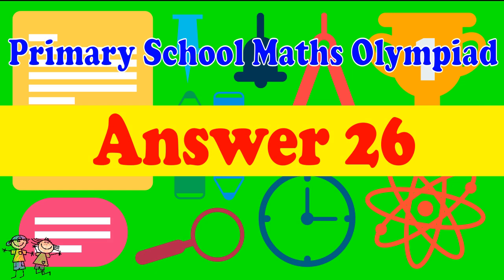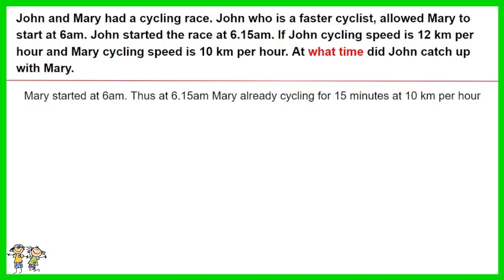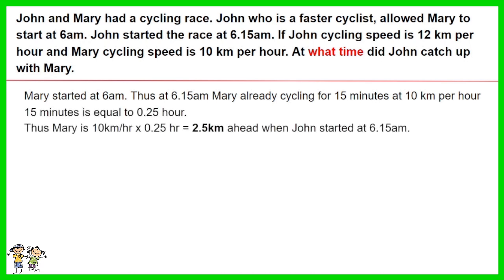Answer for question 26. Since Mary started at 6 a.m., thus at 6:15 a.m. Mary was already cycling for 15 minutes at 10 km per hour. 15 minutes is equal to 0.25 hour. Thus Mary was 2.5 kilometers ahead when John started at 6:15 a.m. The 2.5 kilometers is derived by 0.25 hour multiplied by 10 kilometers per hour, which is the speed of Mary.